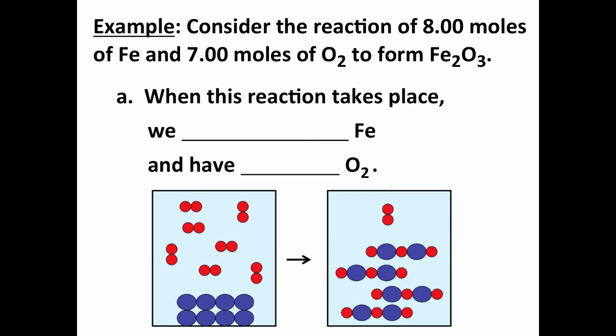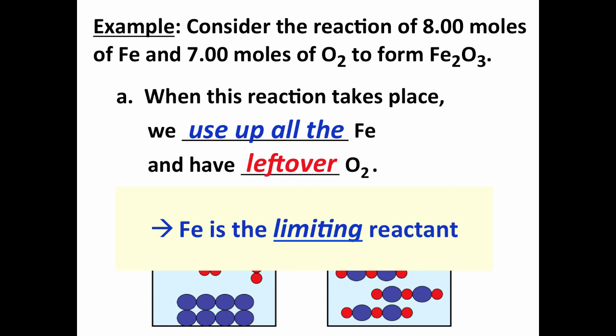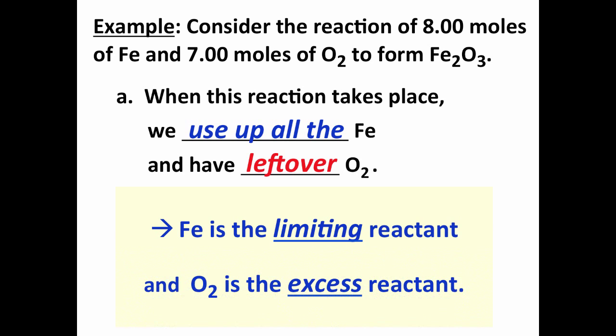So note that when this reaction takes place, all of the iron gets used up, and there's some leftover O2. This is the kind of thing that can happen sometimes. What we would say is the iron is the limiting reactant. We ran out of it. It limits how much product can be formed. And we would say that oxygen, O2, is the excess reactant. There's more of it than we need, and it doesn't limit how much product can be formed.